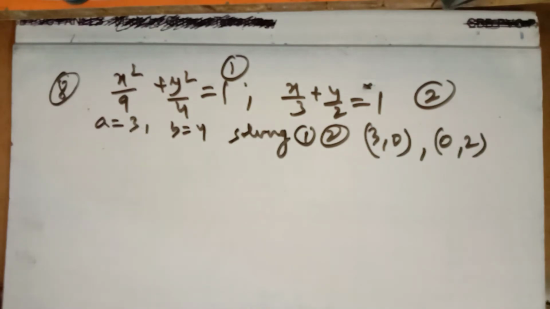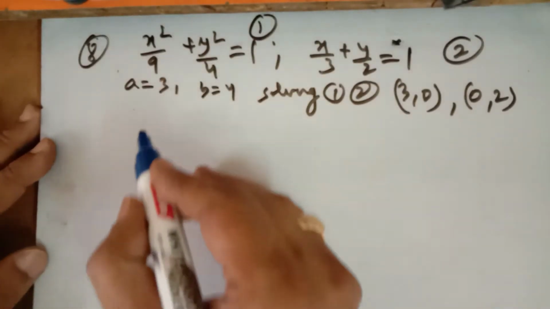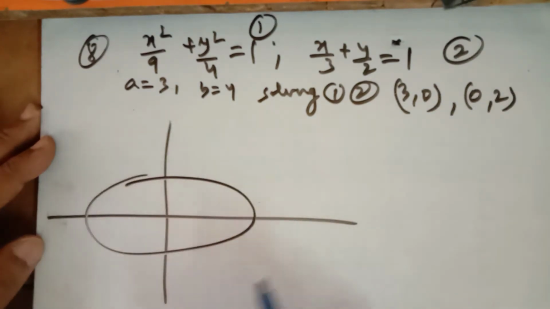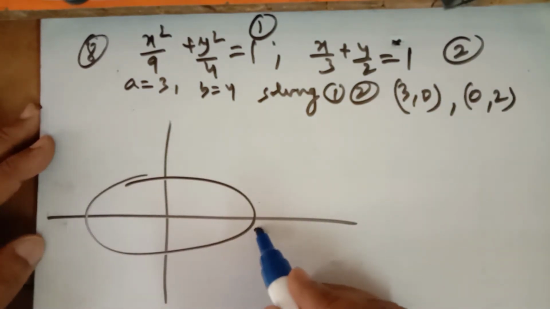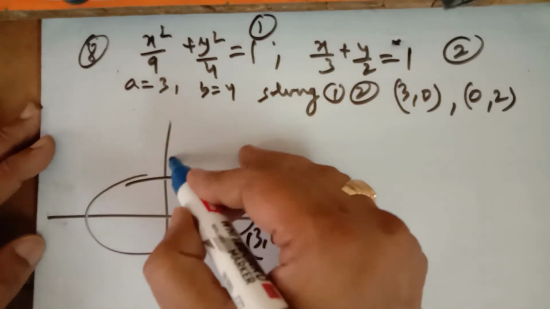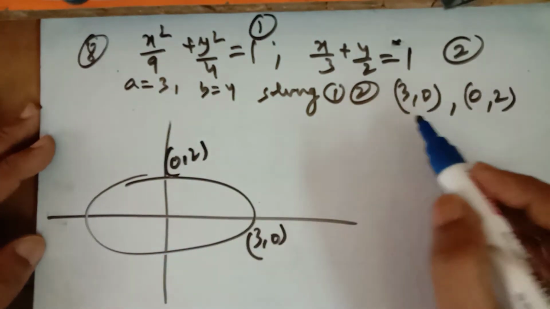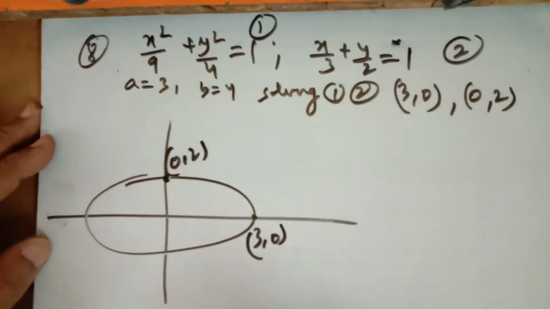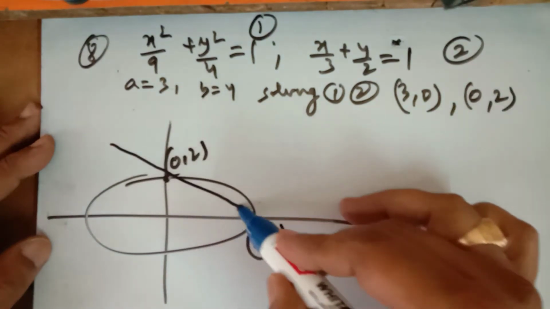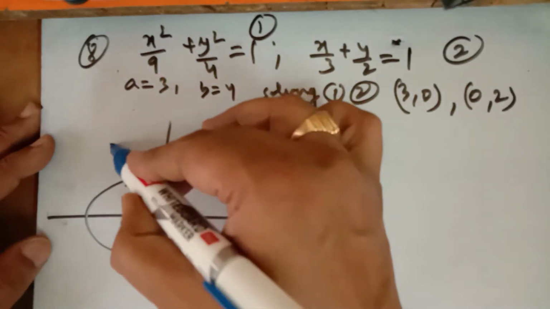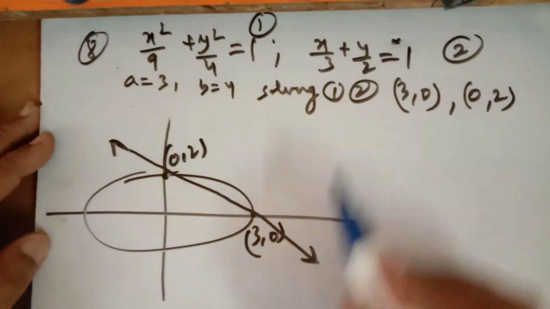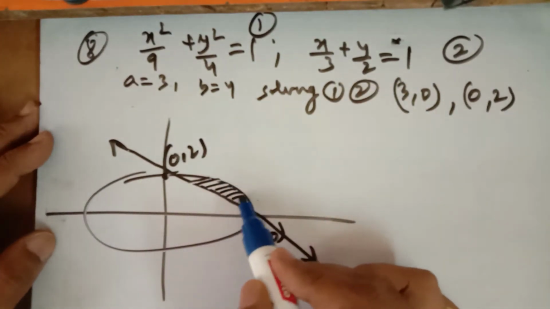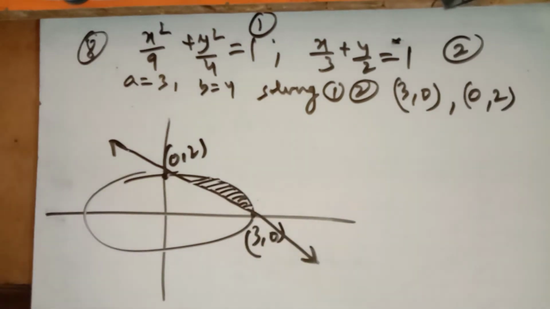It will be (3, 0) and (0, 2). So sketch these two curves. Ellipse. It is a horizontal ellipse. This is the point (3, 0) and (0, 2). And the point of intersection, that is this line, is passing through these two points. And like this is the line. x upon 3 plus y upon 2 is equal to 1, and you have to find this area. This area you have to find.